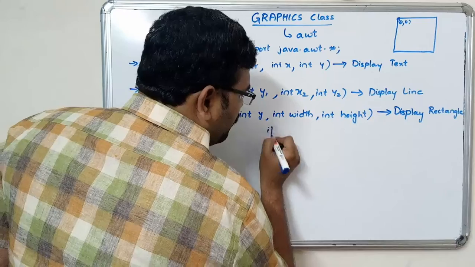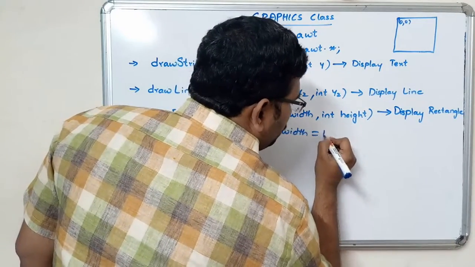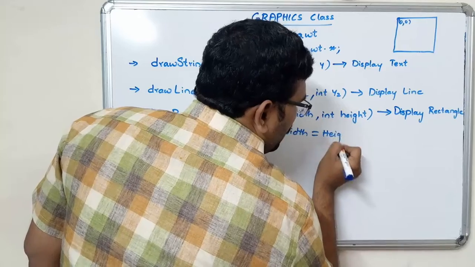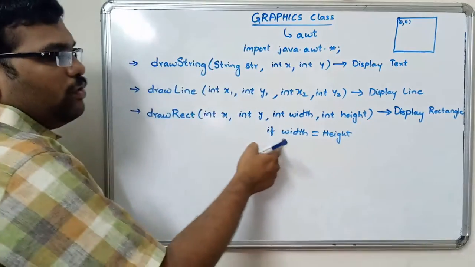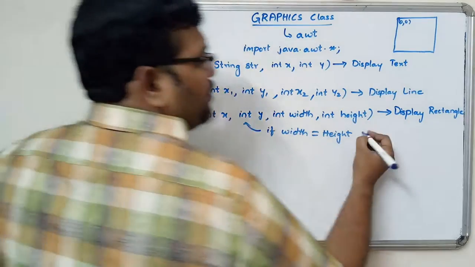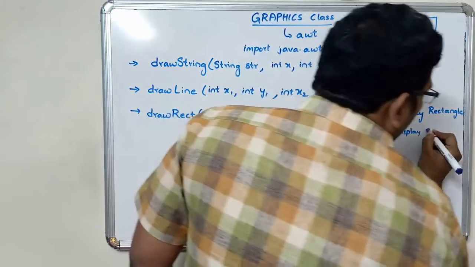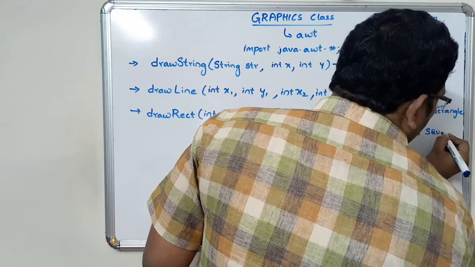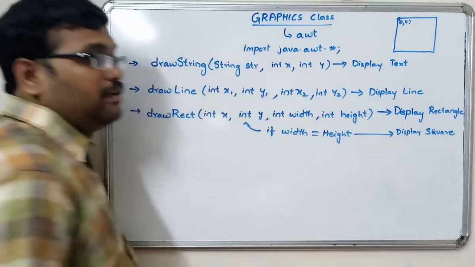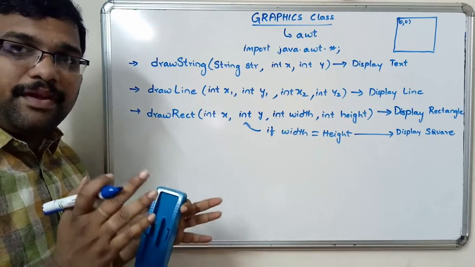If width is equal to height in this rectangle, then what will it display? It will display the square, because for the square the width and height will be the same.